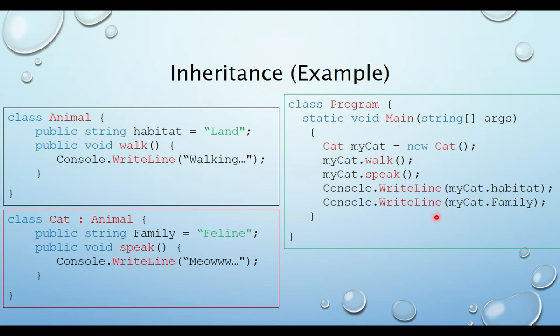And then the last line here prints the text contained in the family variable, which was defined in the derived class. So that's how inheritance works. We have a base class and a derived class, and all the methods and properties defined in the base class become available in the derived class, just like the habitat and the walk method. It will all be available in the derived class.